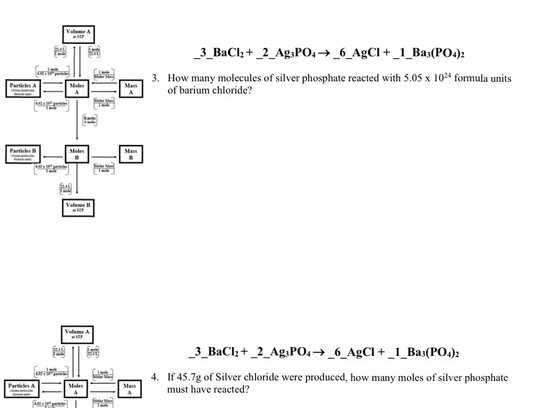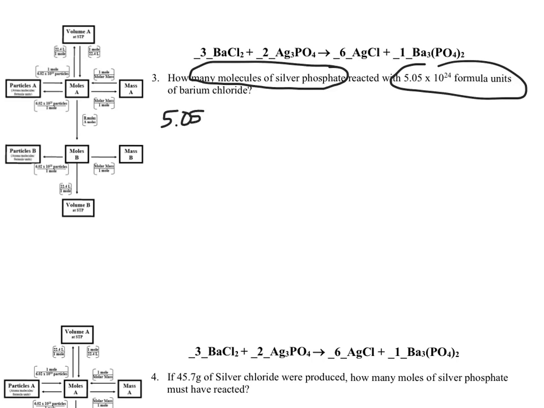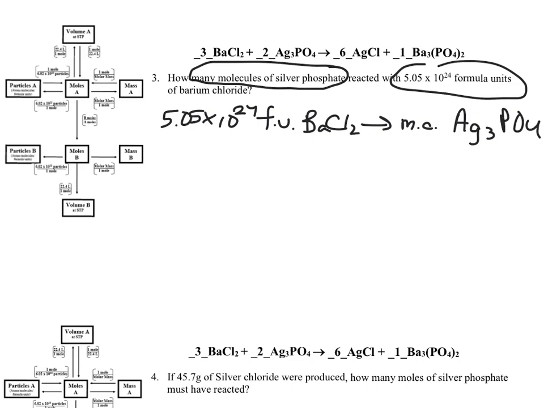If we jump to number 3 here, it says how many molecules of silver phosphate, so that looks like something I'm going to need to solve for, reacts with this many formula units of barium chloride. All right, so what do I know I have? I have 5.05 times 10 to the 24th formula units of barium chloride. That's BaCl2. What I need to find is how many molecules of silver phosphate. And when I look up at my balanced equation, silver phosphate is Ag3PO4.